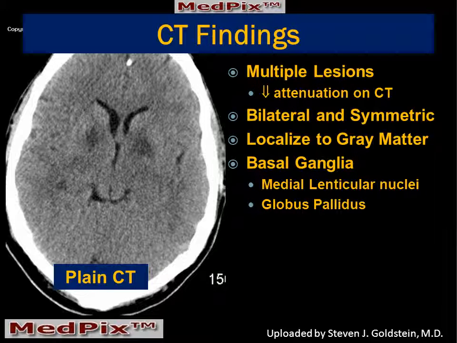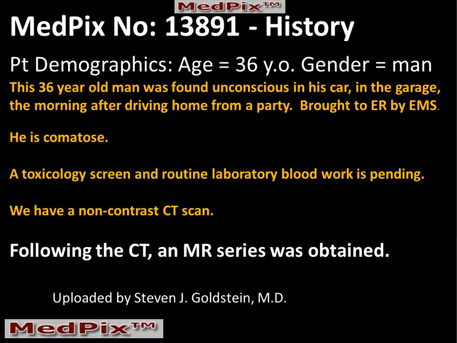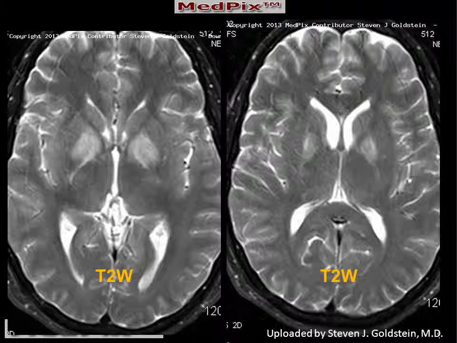So this patient has multiple lesions of decreased attenuation on the CT. They're bilateral and symmetric. They're localized to the gray matter of the basal ganglia, and most importantly, they're localized to the globus pallidus. Following the CT, an MR series was also obtained.